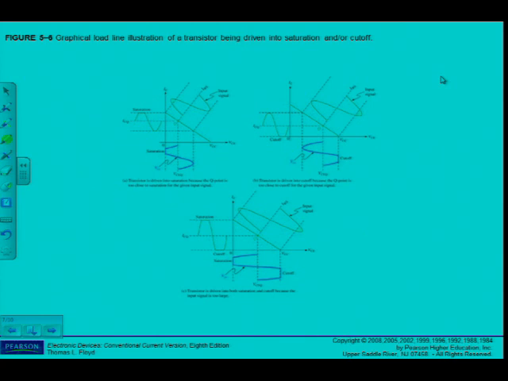Okay, here it is displayed. The cases that I've explained to you already now. Here you can see the Q point is too close to saturation, and part of my signal is cut off there. Here it is too close to cutoff there, and in this case the input signal is too large, even though the Q point's in the middle of the load line. I can see that I have clipping or distortion on both the positive and the negative alternations of my input signal.